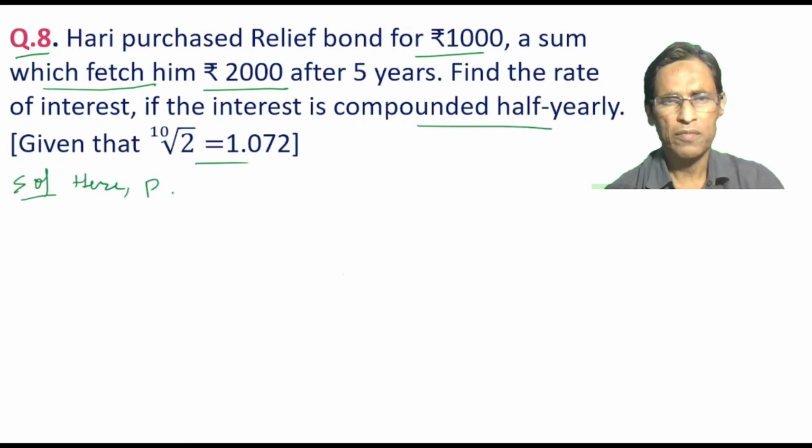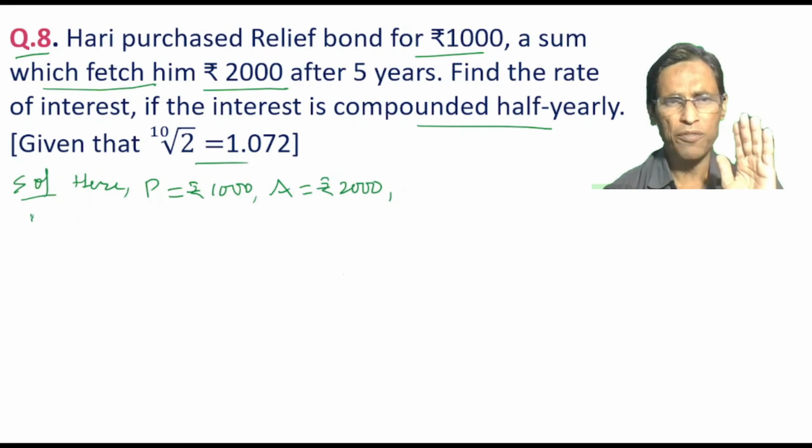Here P will be rupees 1000. Amount will be rupees 2000. Time period means number of years. Number of years is 5 years. Rate of interest is unknown, so it is to be found. Therefore it will be expressed in percent per annum.